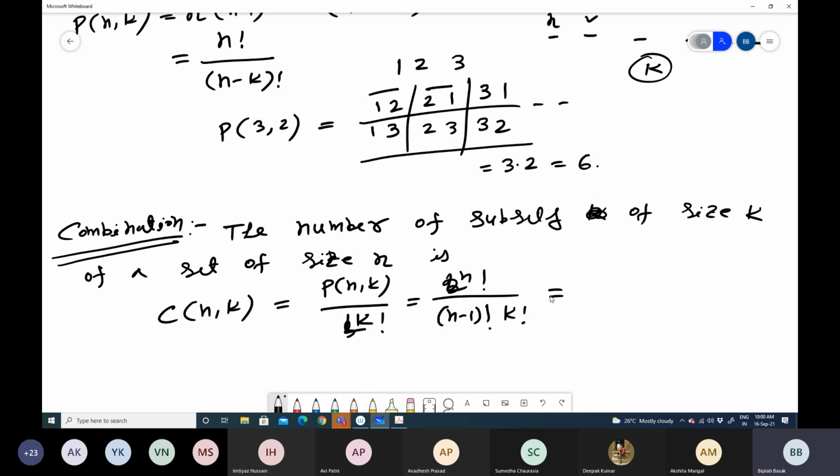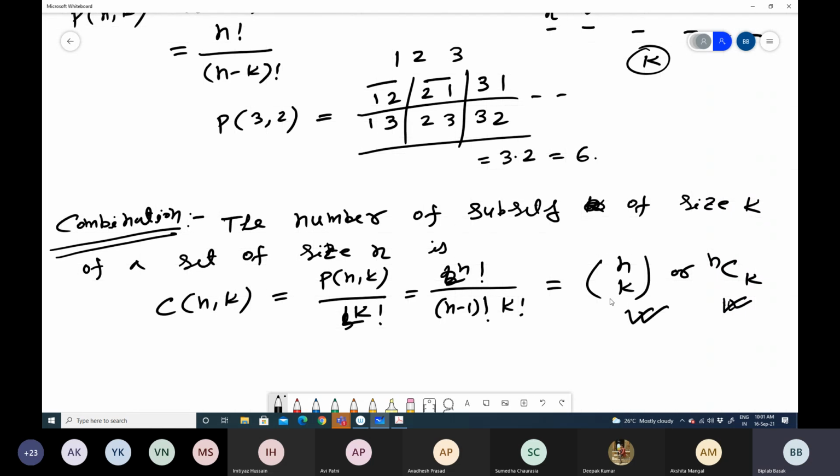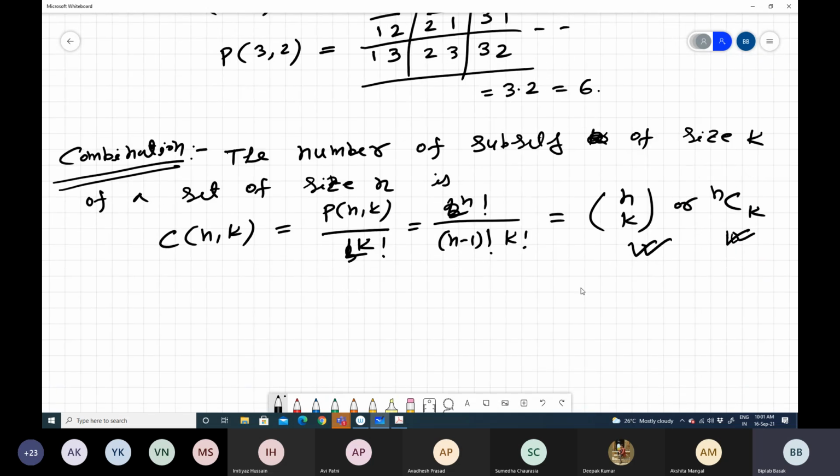Usually it is denoted by n choose k in this way, or you can use C(n,k) as well. But I prefer this symbol. You can use that one as well, that does not matter. So we generally pronounce this as n choose k. And if you write it in this way, you can say C(n,k). That does not matter.